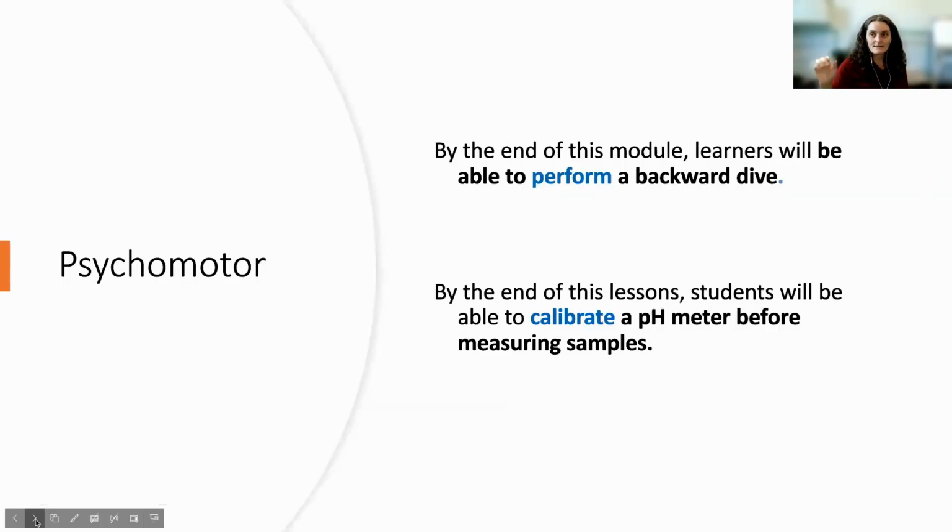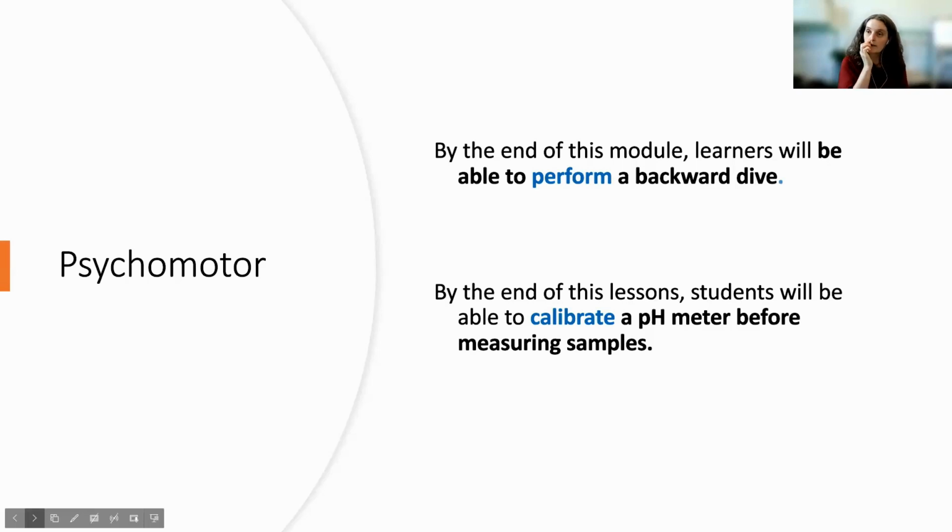Yeah, nice. Can we go psychomotor? Okay, so by the end of this module, learners will be able to perform a backward dive. That's a psychomotor skill. It's very physical. By the end of this lesson, students will be able to calibrate a pH meter before measuring samples.